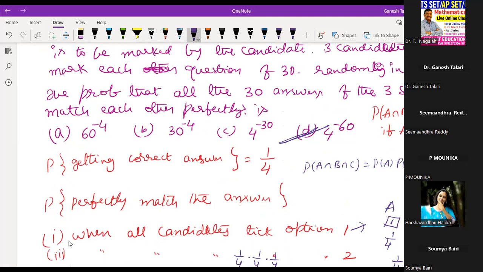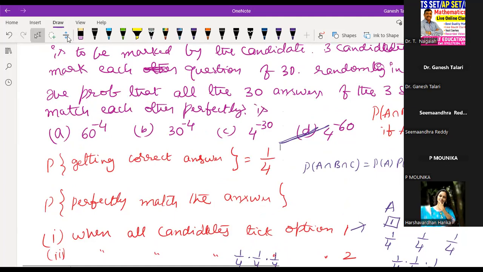Got it? Any clarification required in this question?